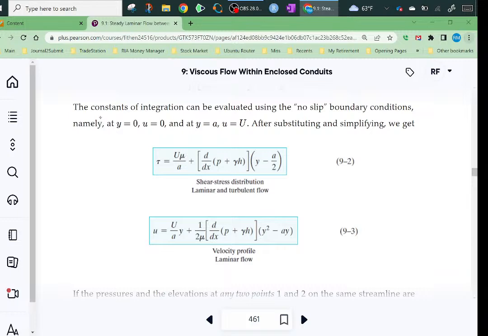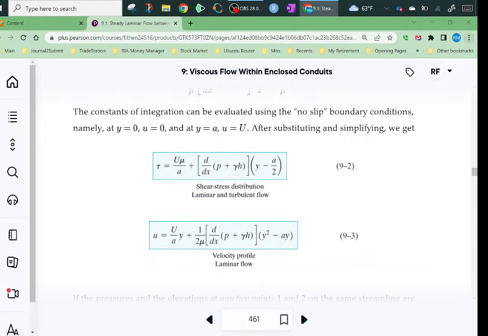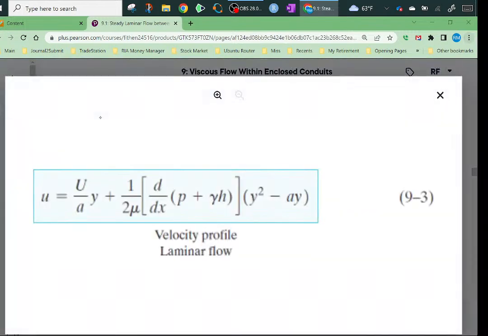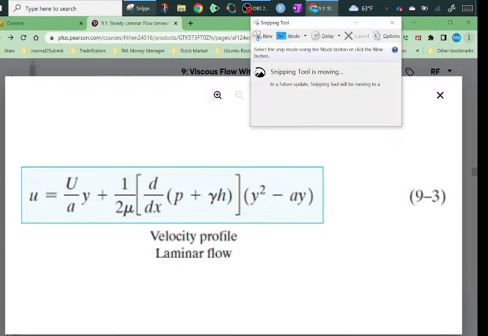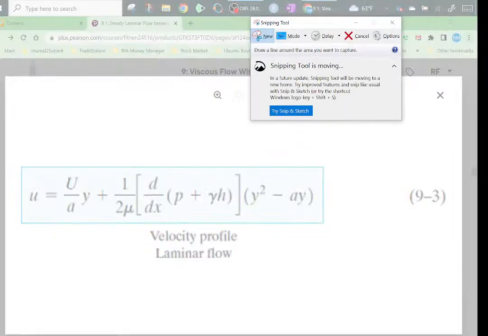So what this is, this delta P term right here. I can't highlight it. I don't know how to. There used to be a way to do that. I guess I could do. Oh, wait. I don't know what happened there.